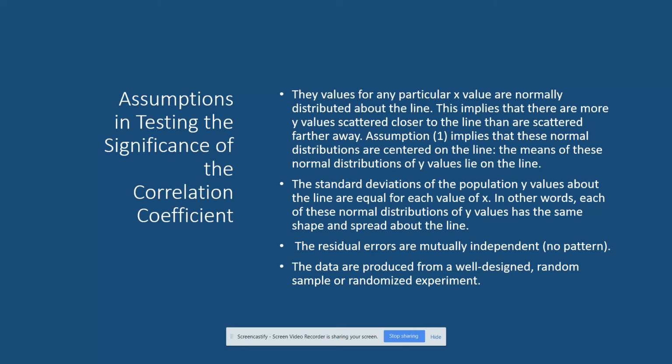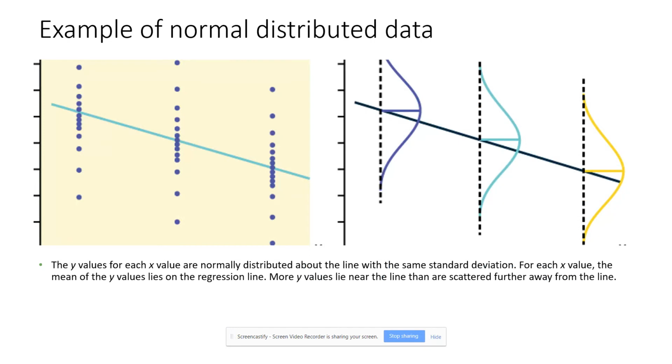The residual errors are mutually independent. And it's really important when you do multiple regression to look at the residuals and see if they're all randomized. If they're not, then something's going on, and most of the time you cannot run a linear regression.